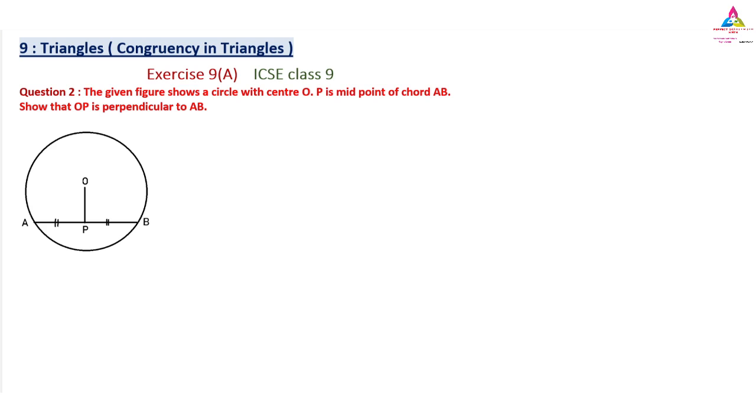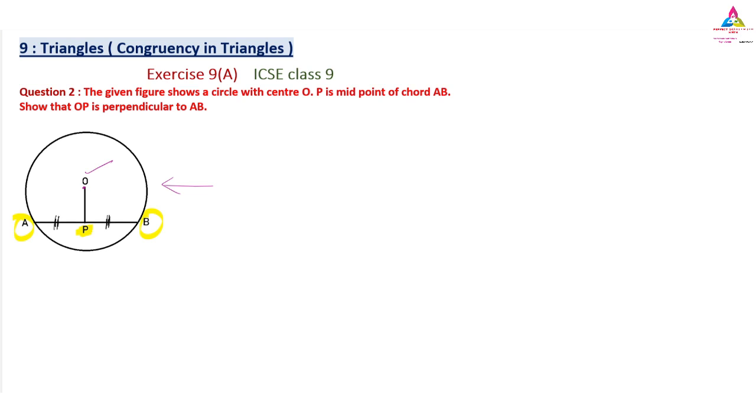There is a diagram over here, you can see the diagram. They have given O is the center of the circle. Next they have given P is the midpoint of the chord AB. When they give P is the midpoint of AB, obviously AP and BP will be equal to one another. That is what they have already given.